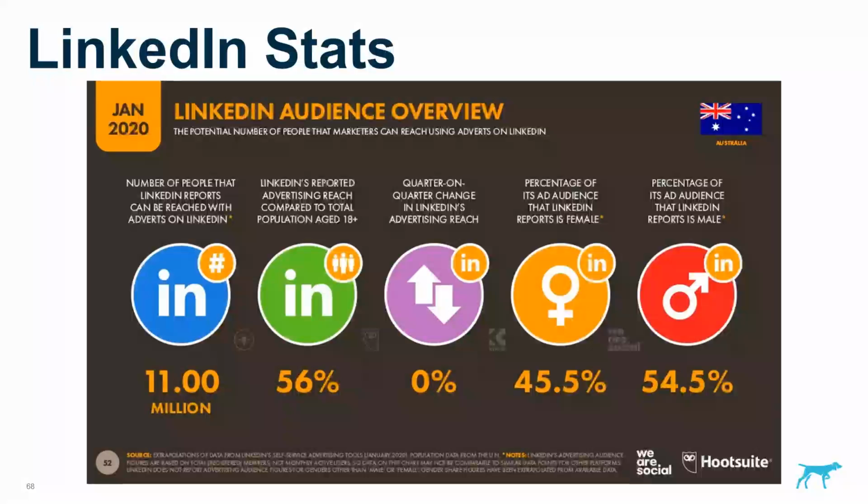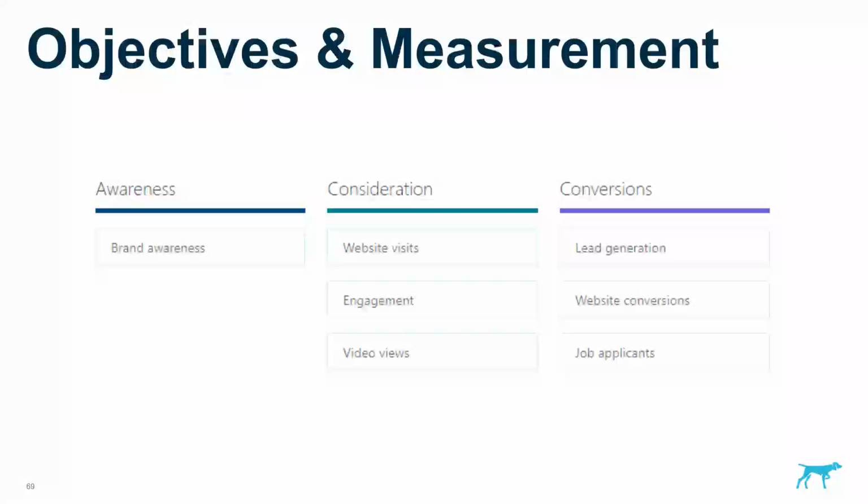Higher male proportion than Instagram and Facebook, around 54.5% compared to 45.5%. And looking at what we've got in terms of the objectives and measurement for LinkedIn, very similar, less options, but awareness, consideration, conversions, again, we're looking at the full breadth of the funnel there. The one thing that you'll notice is different is the job applicants conversion.